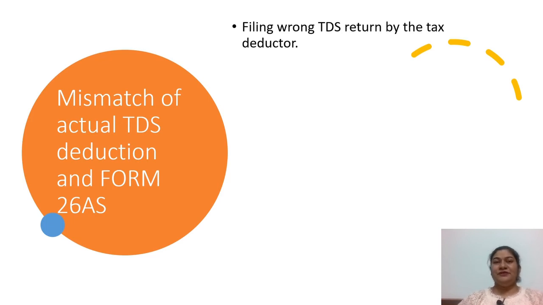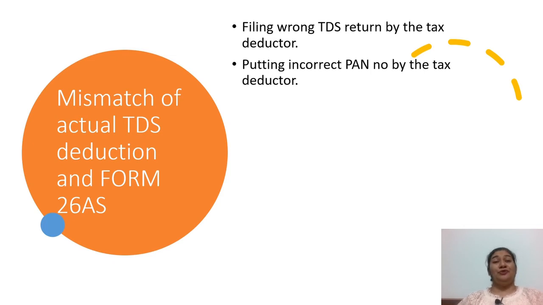The first reason can be the filing of a wrong TDS return by your tax deductor. There can be chances that while filing the return, the tax deductor has put some wrong information or has put your PAN number wrongly. If he misses out any single digit in your PAN number, the amount he is trying to report will not get reflected against your PAN. So if he is putting an incorrect PAN number, there will be a mismatch.